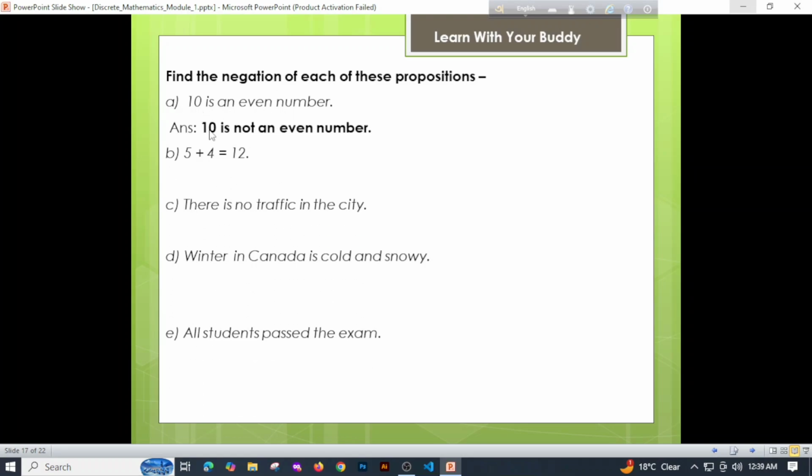Now, 10 is an even number, so the negation is 10 is not an even number. That means we are doing the negative. Okay, so 5 plus 10, here is the negative of this. There is no traffic in the city, so the negation is there is traffic in the city. So we are doing the opposite thing.